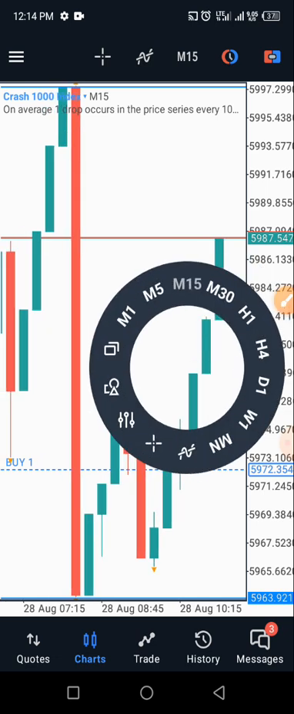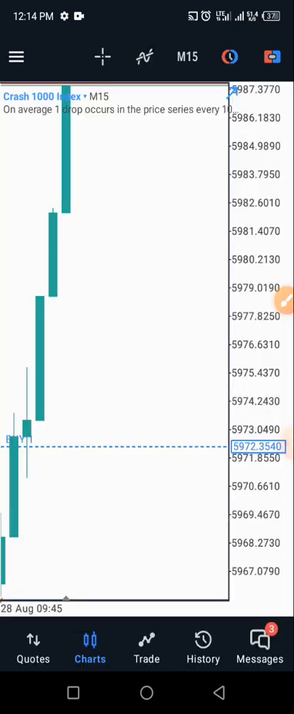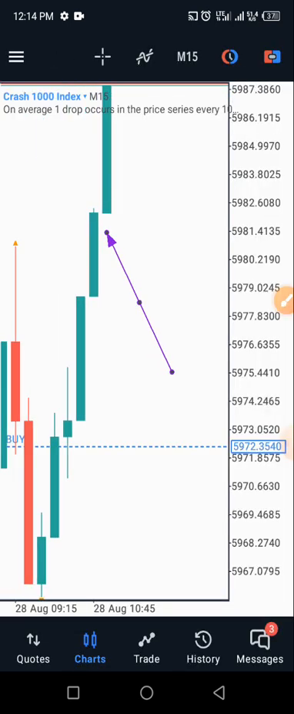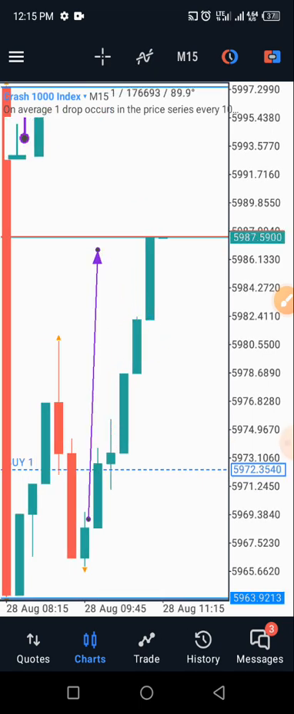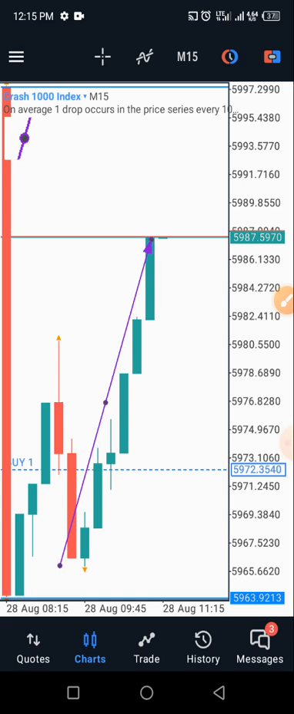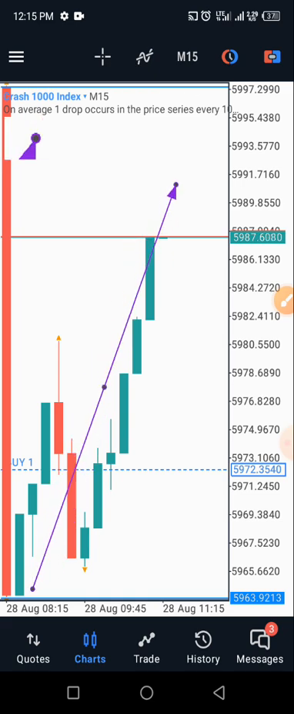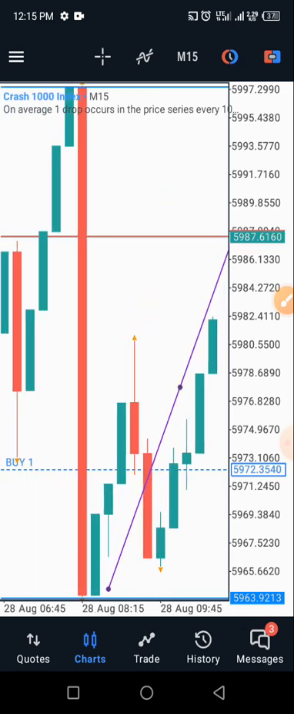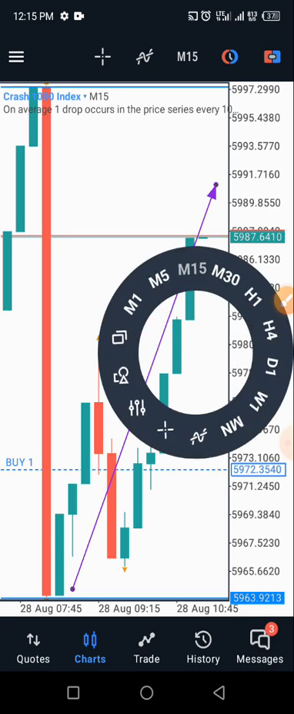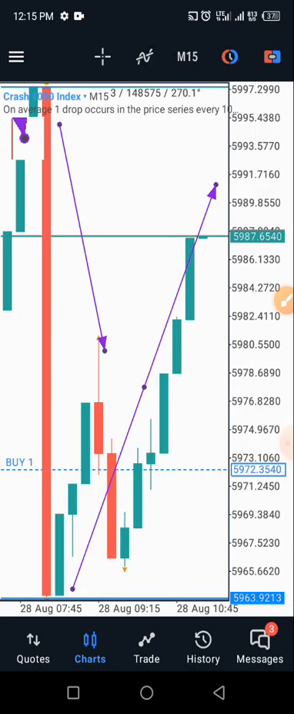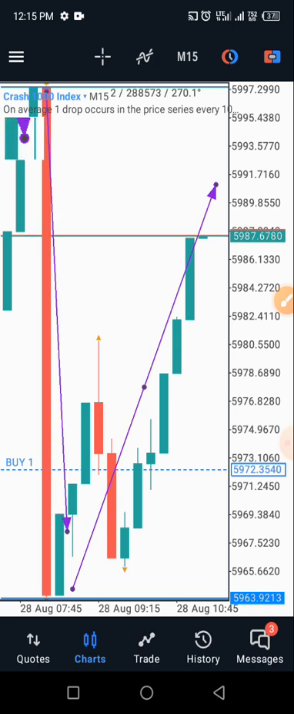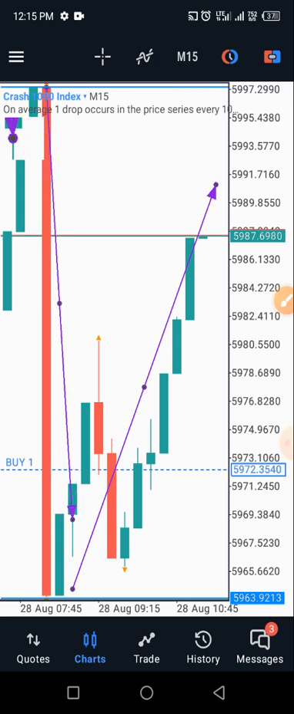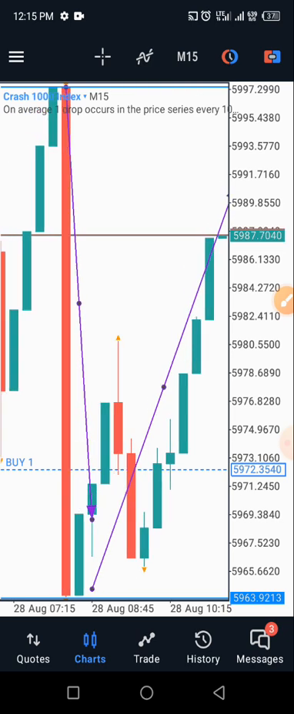In today's video I'll be showing us how to catch a perfect entry for the Crash 1000 Index market. If you know one thing about the Crash 1000 Index market, it's that whenever the market is going in a buy, it moves with a perfect buy, and whenever it is making a sell, it moves with a perfect sell. So today I'll show us how to take this perfect entry that will help us to scalp the Crash 1000 Index on the 15 minutes time frame.